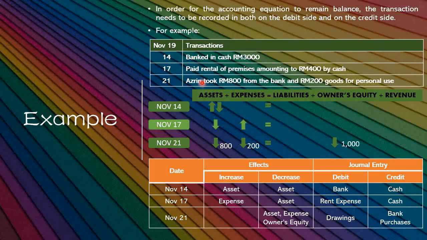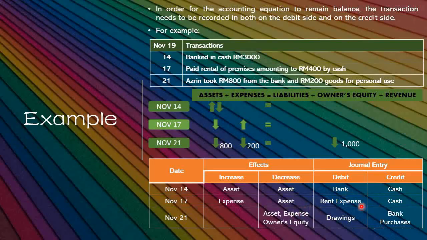We have learned that if we decide to bank in cash of 3,000, our bank will increase and our cash will decrease. For November 17th, rental expense will increase, and the cash will decrease. And for the 21st, asset will be decreased because we take out the bank. Expenses will be decreased because we have reduced the purchases. And the owner's equity will also be decreased because we have created drawing. And we all know drawing reduces capital, reduces owner equity.